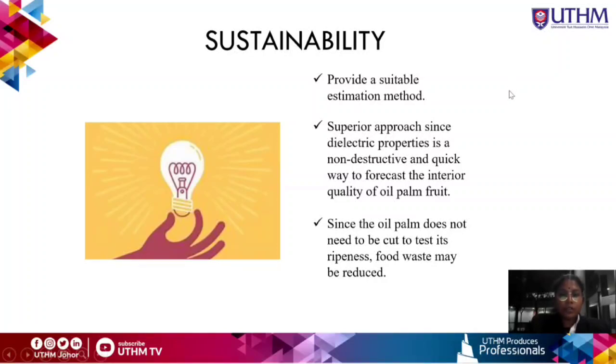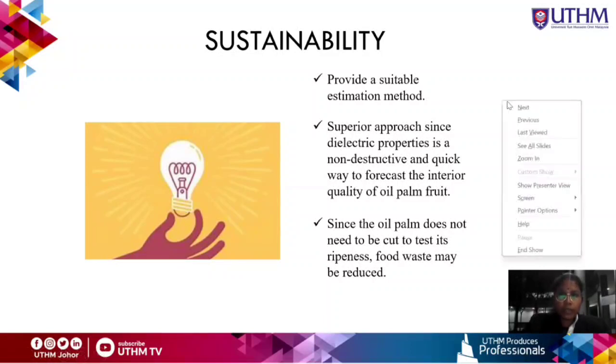Fruit waste can be reduced because the fruit does not need to be chopped to be measured. There is no need to use specific equipment or chemical analysis to determine the ripeness of oil palm fruit when applying the non-destructive method.